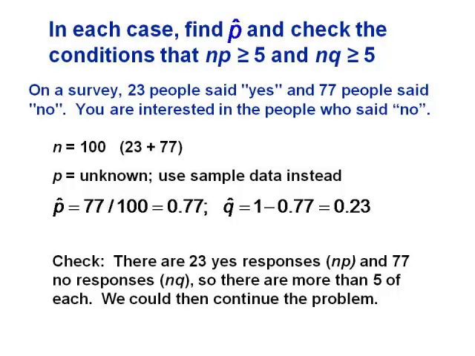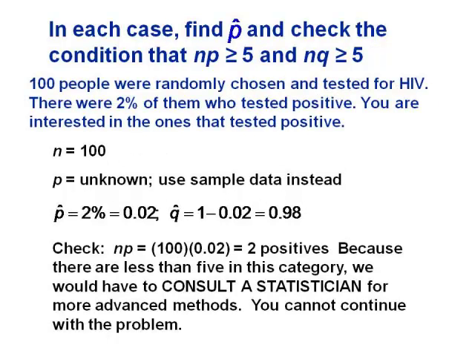And then I just showed the calculations of the percentages here, but actually to check the over 5, in this particular case you wouldn't need that. You would need those percentages for the rest of the problem. Now sometimes you're not told the actual numbers, you're given the percentages instead. And so in this example, let's say 100 people were randomly chosen and tested for HIV, 2% tested positive.